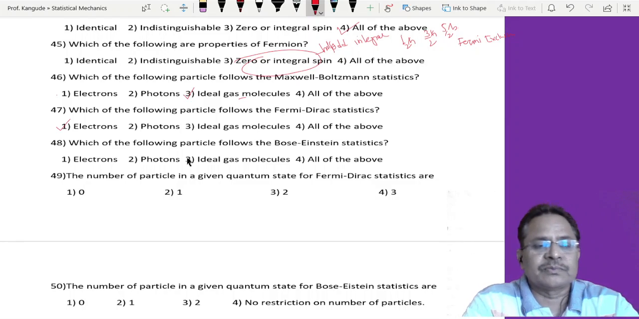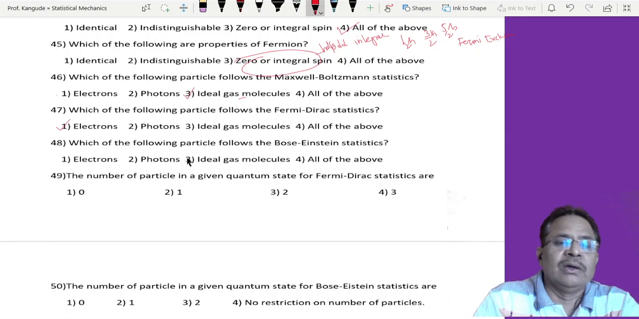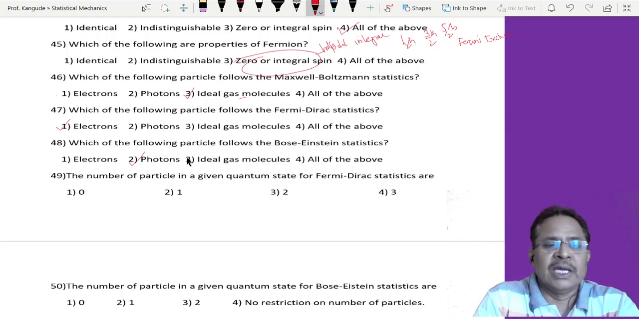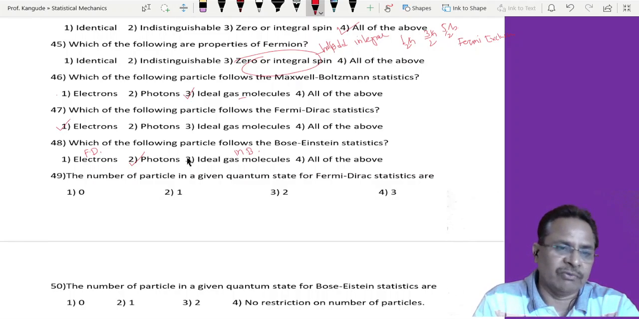Then 48. Which of the following particles follow the Bose-Einstein statistics? So here the photons are bosons, Bose type of particles, and therefore they are supposed to obey Bose-Einstein statistics. Electrons will undergo FD statistics. Ideal gas molecules will go for Maxwell-Boltzmann statistics, and therefore option 2 is the correct option for question number 48.